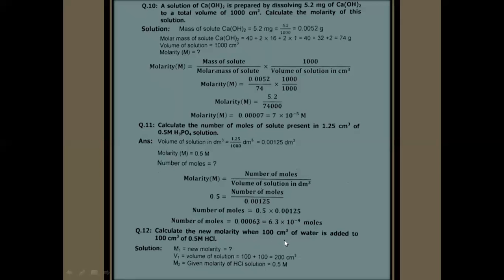Question number 12, calculate the new molarity. Again, this is the dilution formula. New molarity when 100 centimeter cube of water is added to 100 centimeter cube of 0.5 molar HCl.